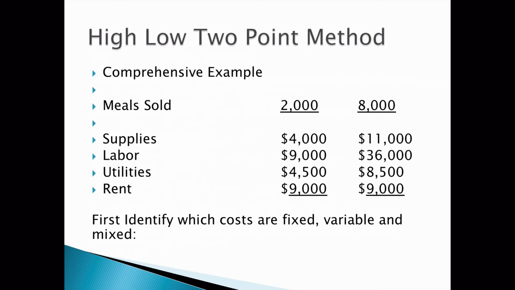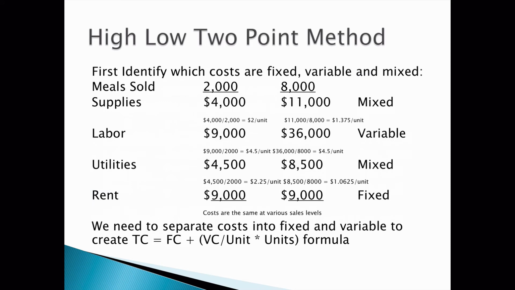And then we've got 4 expense lines. We've got supplies, labor, utilities, and rent. So the first thing we need to do is identify which costs are fixed, variable, and mixed. The easiest way to do this is just to take that dollars over unit. When we do that for supplies, we get $2 a unit at 2,000 units sold. But when we have 8,000 units of sales, we have $1.375. Variable costs are defined as staying the same at various volume levels, and this doesn't hold true to that. So it's a mixed cost.